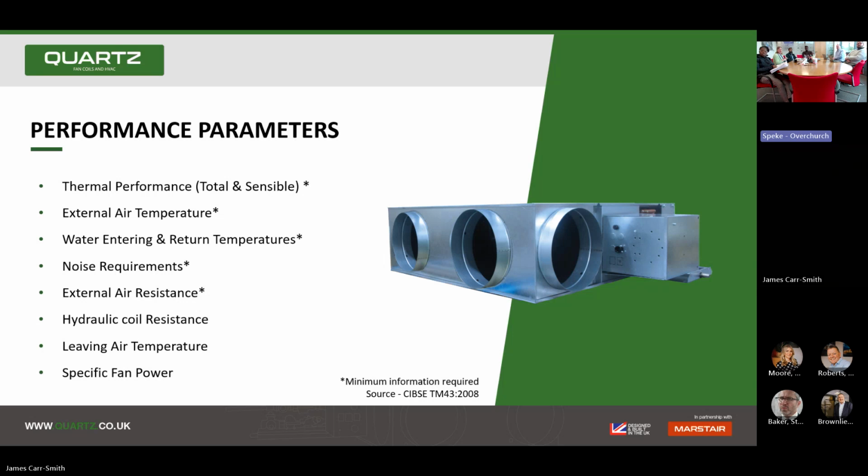In terms of performance, these are the sort of things that we consider on a daily basis when we're working on specifications. It's the thermal performance, total and sensible, the external air temperature, water entering and return temperatures, noise requirements, the external air resistance, hydraulic flow resistance, leaving air temperature and specific fan power. This is probably the minimum that any fan coil manufacturer would require in order to give a sensible and accurate selection of product to meet the requirement.